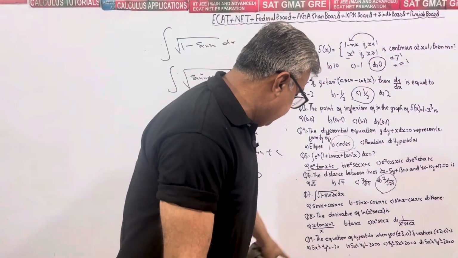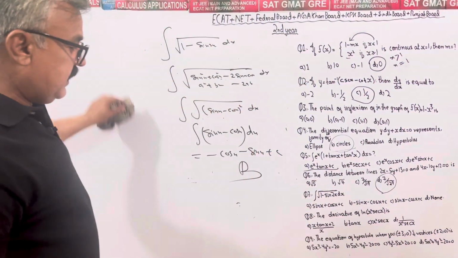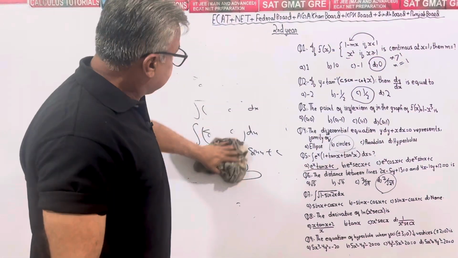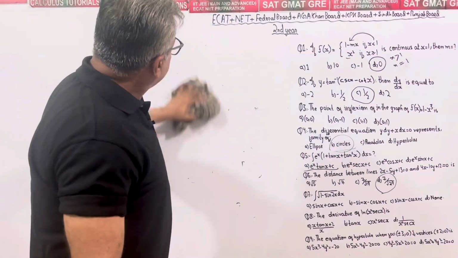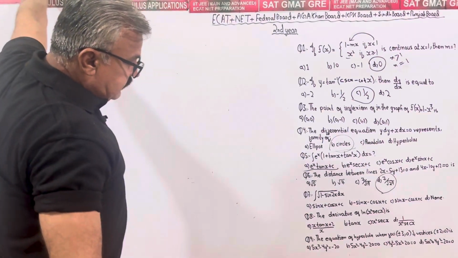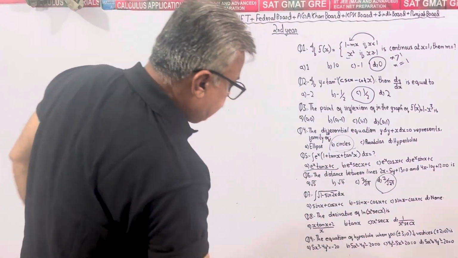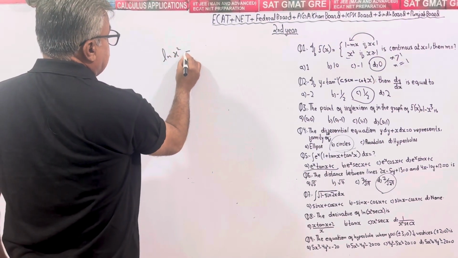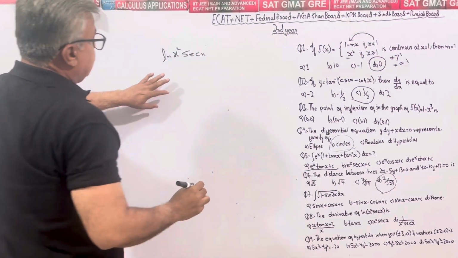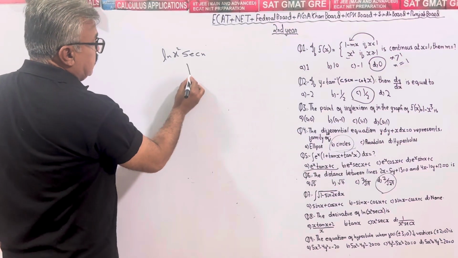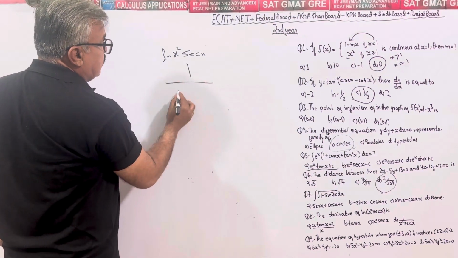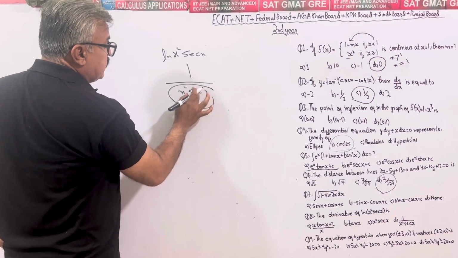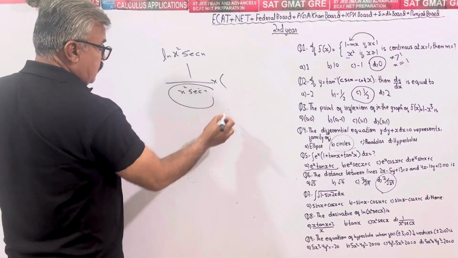Okay, proceeding to the second last question, question number 8 of today's frame. Differentiate ln of x square plus sec x. If you are going to adopt this method, where ln means whatever is in the denominator, apply the product formula.